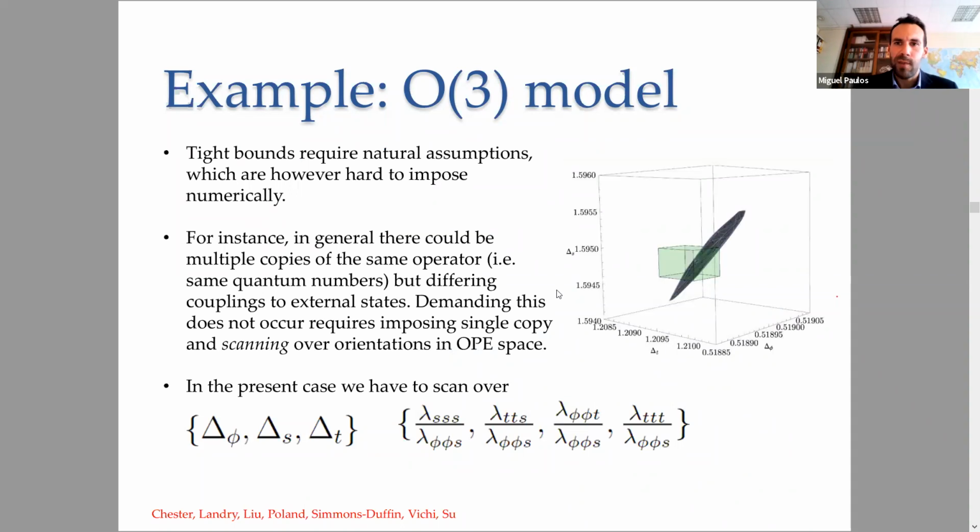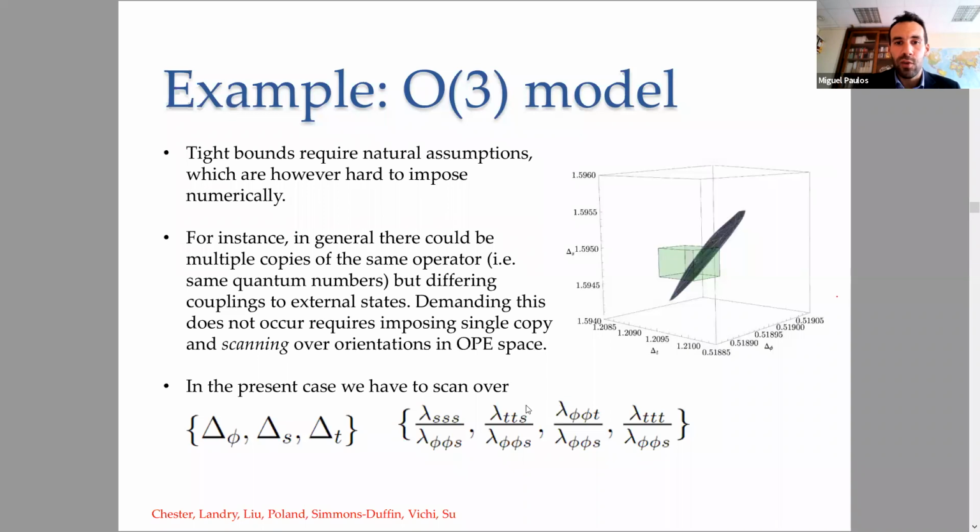So what are these problems that I was mentioning? The problem is that to get these bounds, you are required to make some natural assumptions, which are actually hard to impose numerically. For instance, something that's allowed by the crossing equations is that you can have multiple copies of the same operator, meaning operators which share the same quantum numbers, but which have different orientations in OPE space. They will have different couplings to the external fields, but the same quantum numbers. Usually we don't want this. We want to say, for instance, there's only this relevant scalar that appears. There cannot be multiple copies of it.